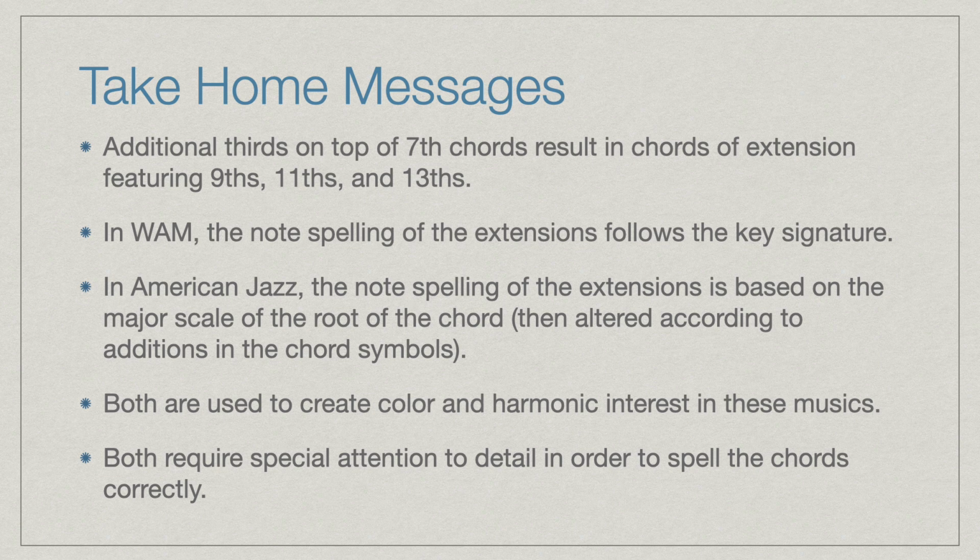We have learned a lot about chords with extensions. Adding an extra 3rd above a 7th gives us a 9th, 11th, and a 13th above the root of the chord, and this can result in as many as 7 notes. In Western art music, these extensions are dictated by the key signature, whereas in jazz, the extensions are based on the root of the chord and then altered based on the chord symbol. Both are used to create color and interest, and both require special attention when spelling and identifying them properly.